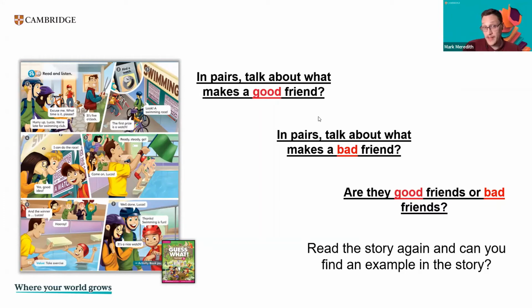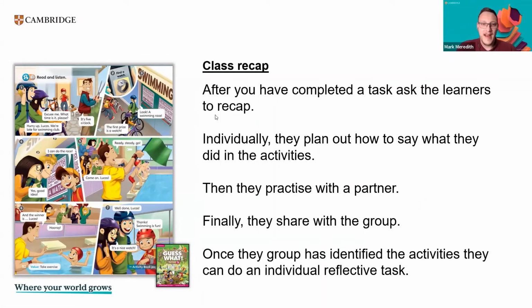Okay, so we've got a couple of ideas there. Here's another way we could recap. After we've completed a task, we ask them to individually plan out what they did and what they say. They practice with a partner. They share with the group. So we're building up with individual, pairs, group. And then once the group, we can do a reflection task. We're trying to take everything we're doing and bring it around to a final moment where as a group, we look at what we did and what we achieved.